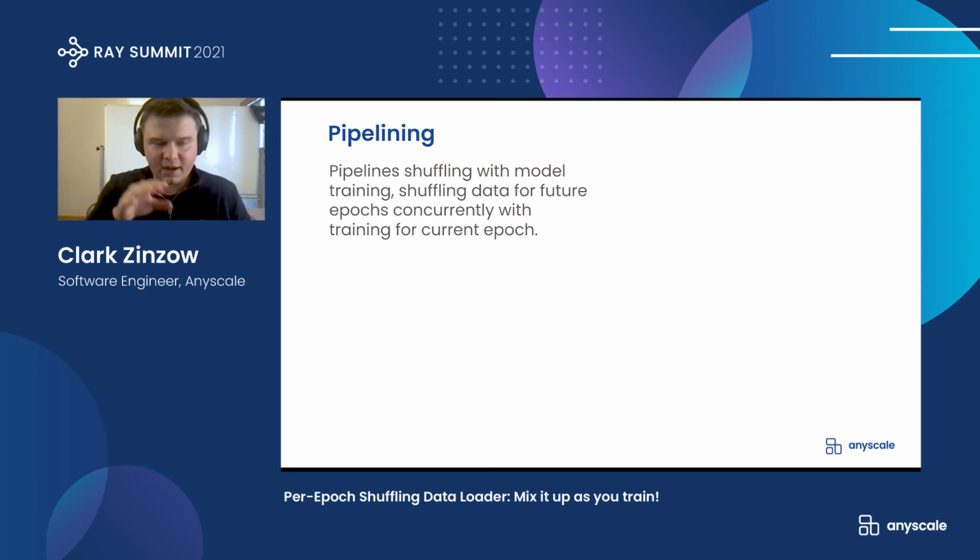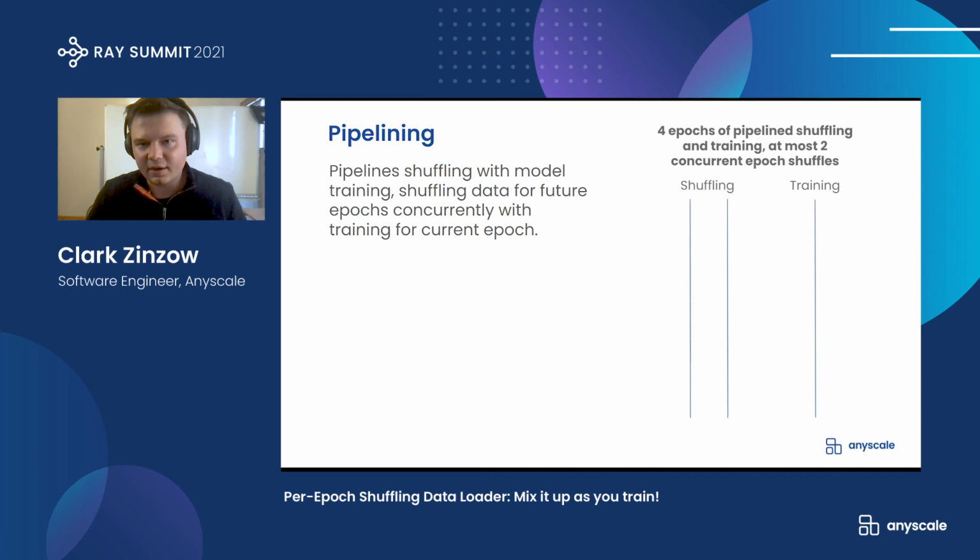First, pipelining. What we do is we pipeline data shuffling with your model training. So the shuffling of data for future epochs is done concurrently with training for your current epoch. And to briefly illustrate this, let's say we kick off shuffling for epoch 1, and then we can also concurrently kick off shuffling for epoch 2. In this case, you can see these two shuffling lines as the two slots, because we allow at most 2 concurrent epoch shuffles at once. So those two are kicked off concurrently, and then once the first epoch's worth of data is done being shuffled, we can send it off to a trainer.